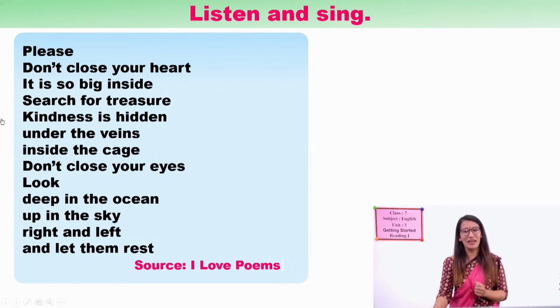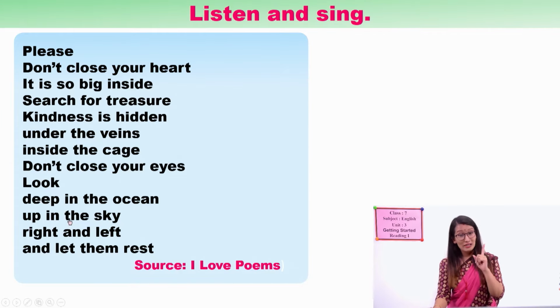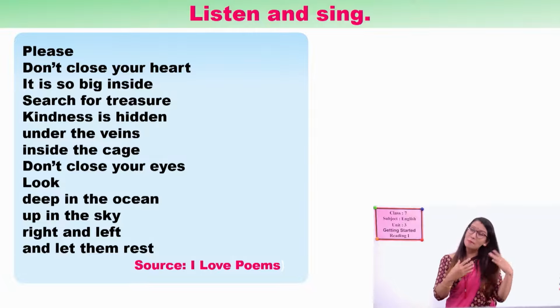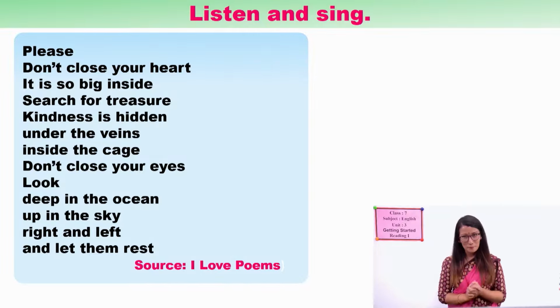Yes? Okay. In the same way, the poet tries to say again, look deep in the ocean, up in the sky, right and left, and let them rest. Yes? We need to look deep in the ocean. That means we need to try and try and try harder to find love and kind between people. Yes? And up in the sky, right and left, let them rest. Okay. I hope you all understood the meaning, right?